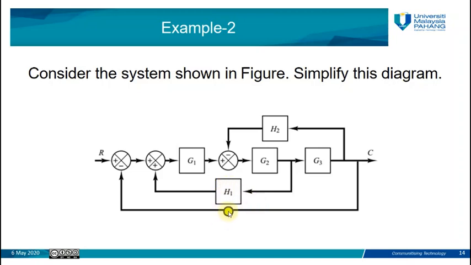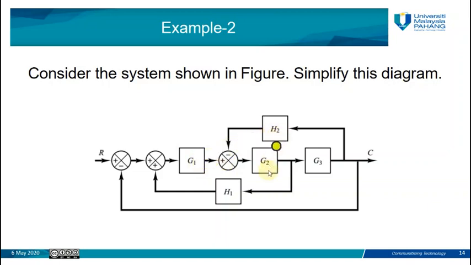So in this case, we know why we need to do some moving of the summing junction or pickup point that we learned before in the table we listed for reduction techniques. The first step, in order to simplify our system, is to move this summing junction from the output to ahead of G1, so before G1. So we move this summing junction to here. And when we move this summing junction, we need to consider the impact of G1 on moving H2.